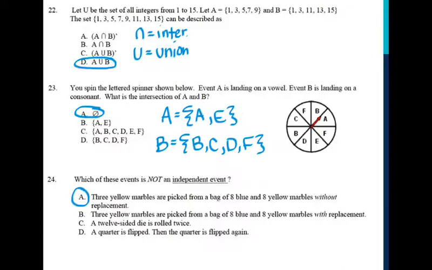If you look at the other scenarios, your scenarios don't change. So 3 yellow marbles are picked from a bag of blue marbles with replacement. So that means you're putting it back. So that means the bag of marbles doesn't change. And then a 12-sided die is rolled twice. Well, the die is not changing each time you roll it, and neither is the quarter. So letter A is the only one that's a dependent event, or not an independent event.